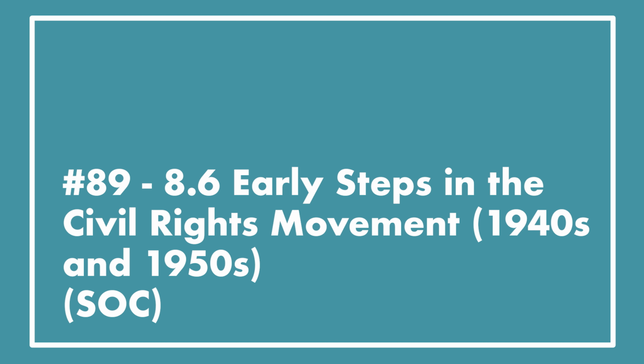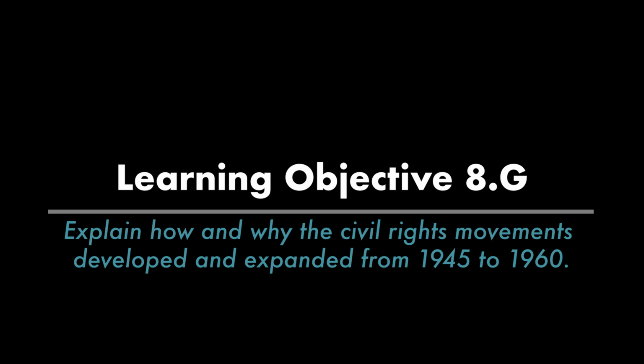The theme is social structures because it covers the way in which different groups in society are treated and the hierarchies that are created. There are two civil rights lectures in this unit, and the second one will cover the civil rights movement from the 1960s through the end of the period. The learning objective says, explain how and why the civil rights movement developed and expanded from 1945 to 1960.